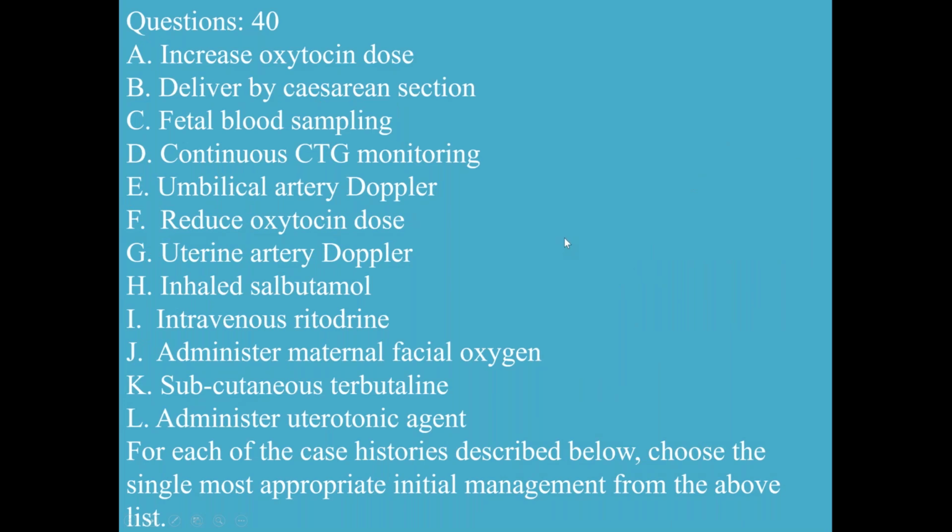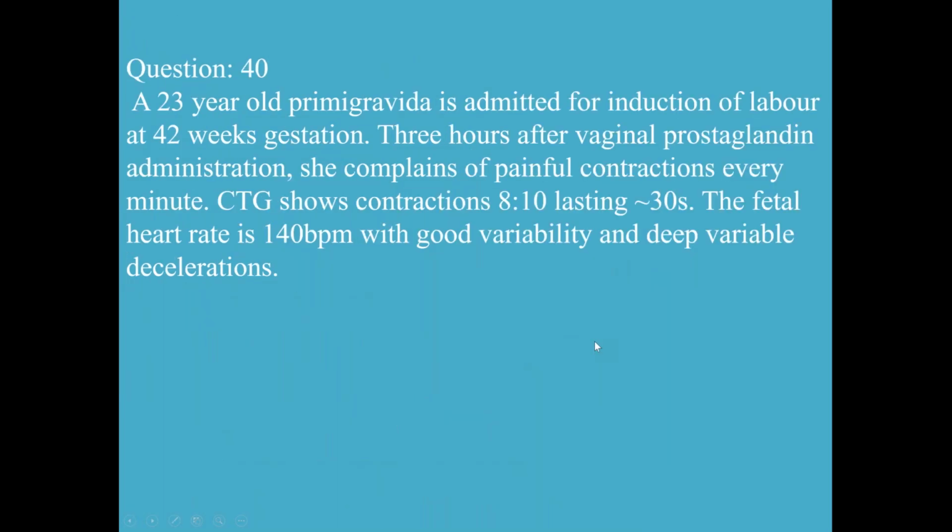Rahmia, can you answer this question? 40. The scenario, Dr. Fat. Question 40. A 23-year-old primigravida is admitted for induction of labor at 42 weeks. 3 hours after the vaginal prostaglandin administration, she complains of painful contractions every minute. CTG shows contractions 8 in 10 lasting 30 seconds. The fetal heart rate is 140 beats per minute with good variability and deep variable decelerations.